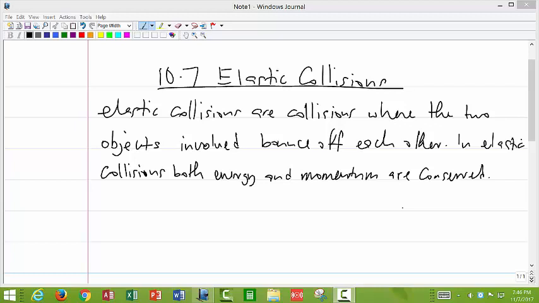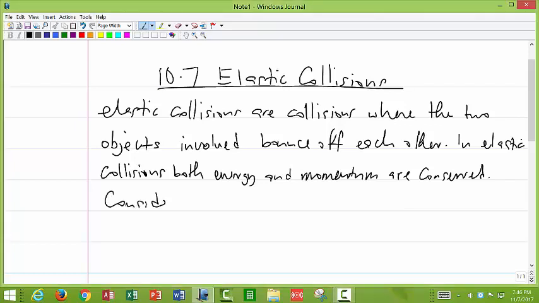So we left this till the last because we were looking at collisions earlier and we hadn't treated anything with energy yet. So I decided to come back to this after we looked at energy so that we can treat this properly. So let's look at elastic collisions.